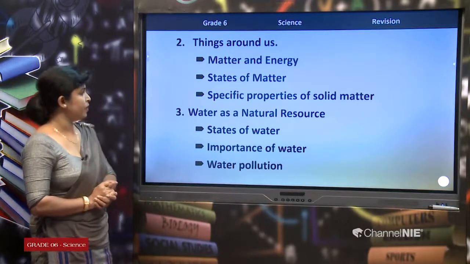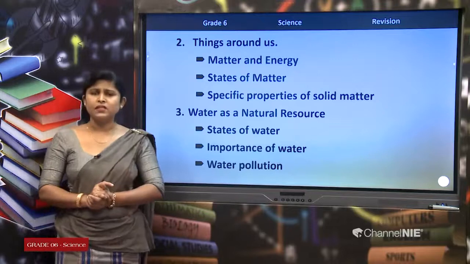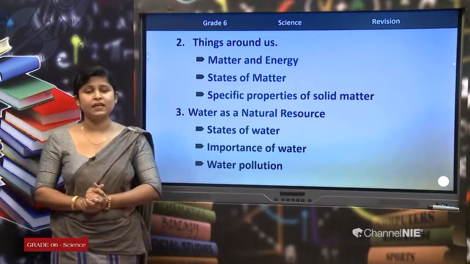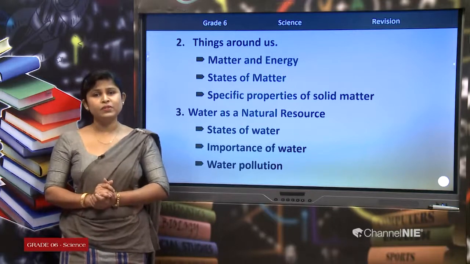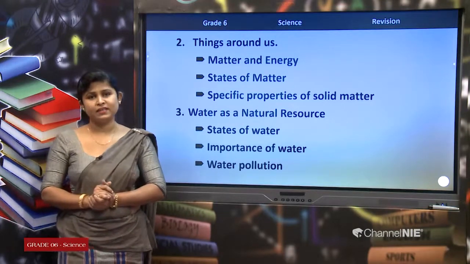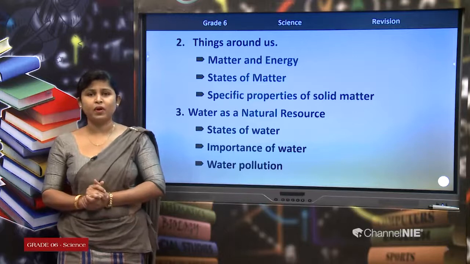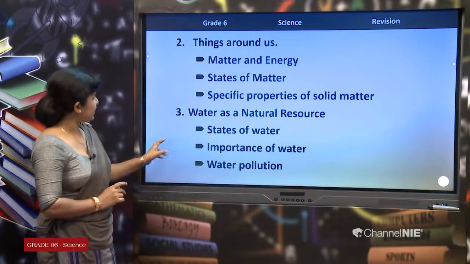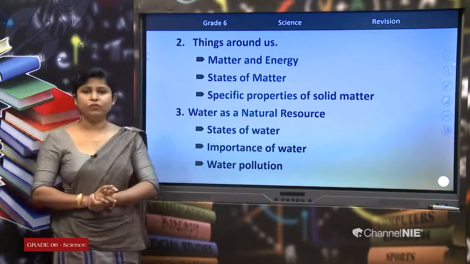Then the specific properties of solid matter. The solids have special properties. They have got specific properties. These properties are used in our day-to-day needs. We were talking about special properties of solids as well. In our third unit, we were talking about water.